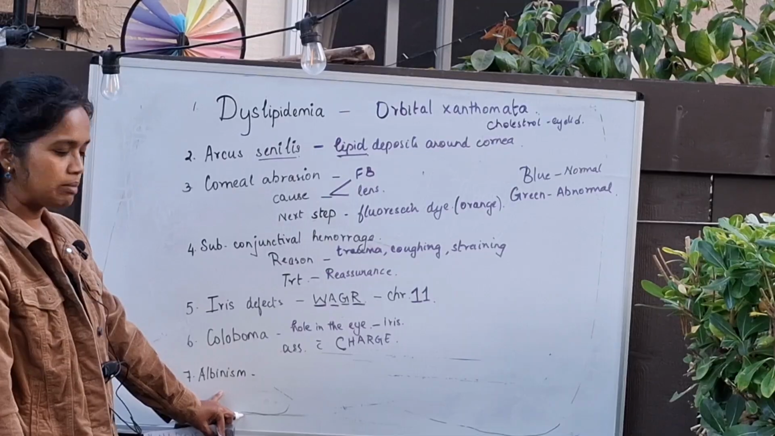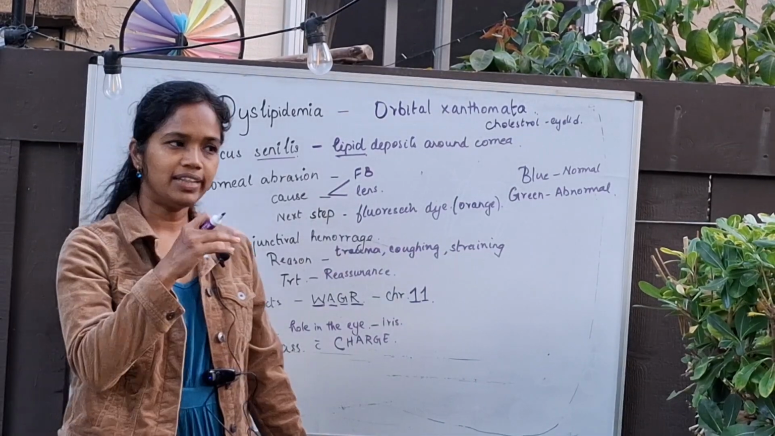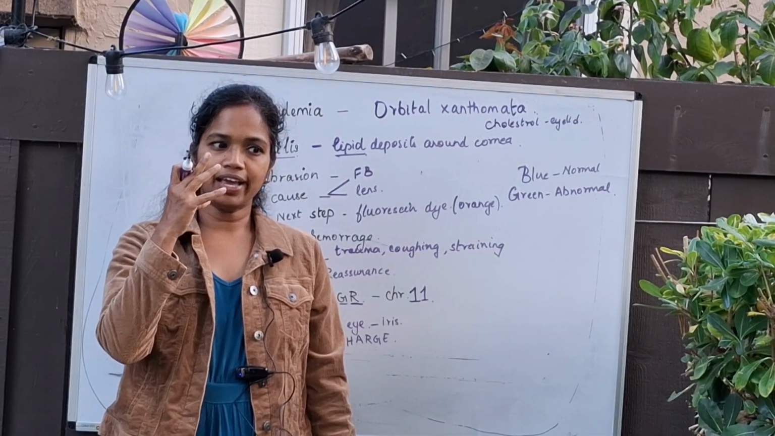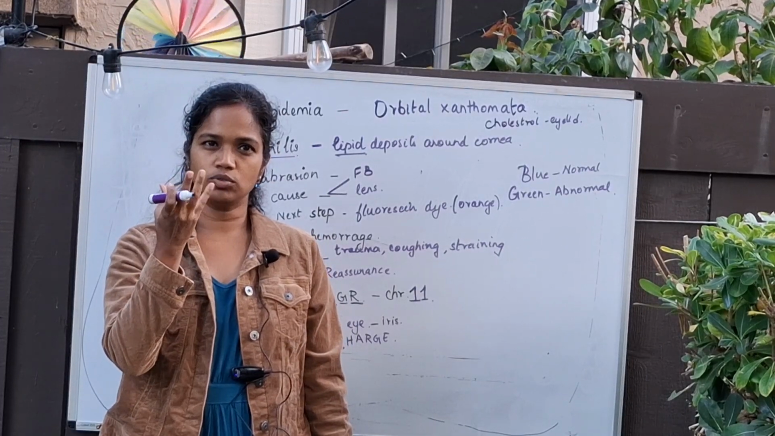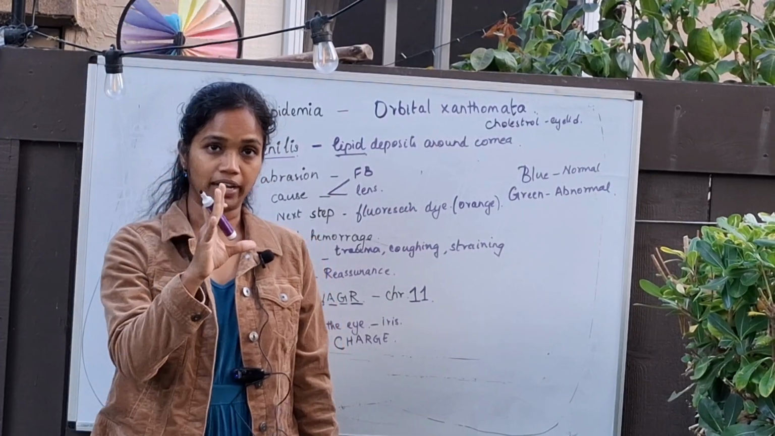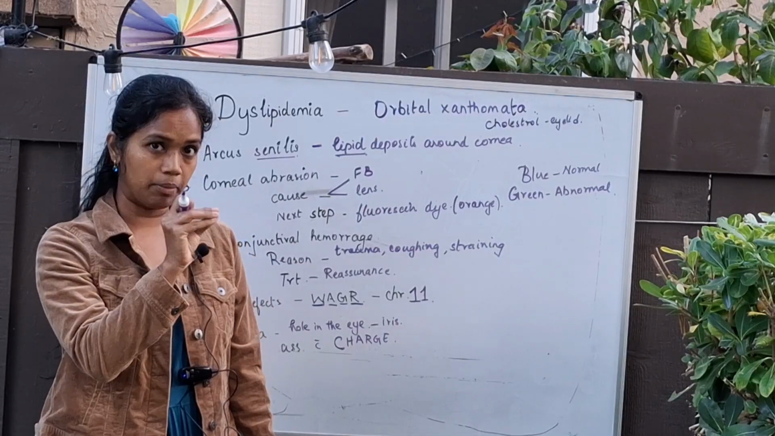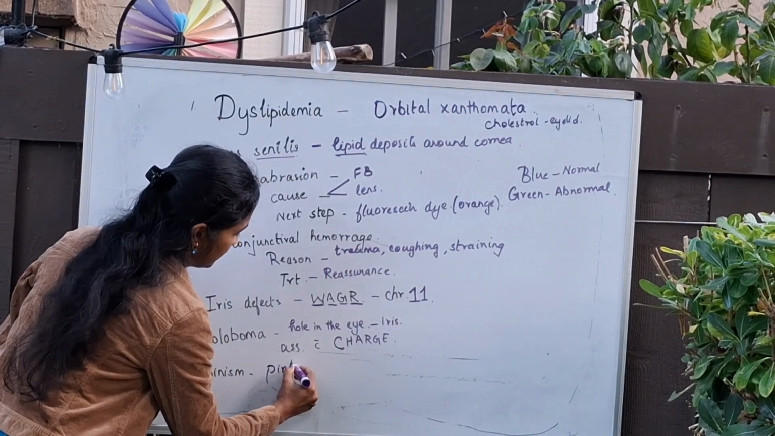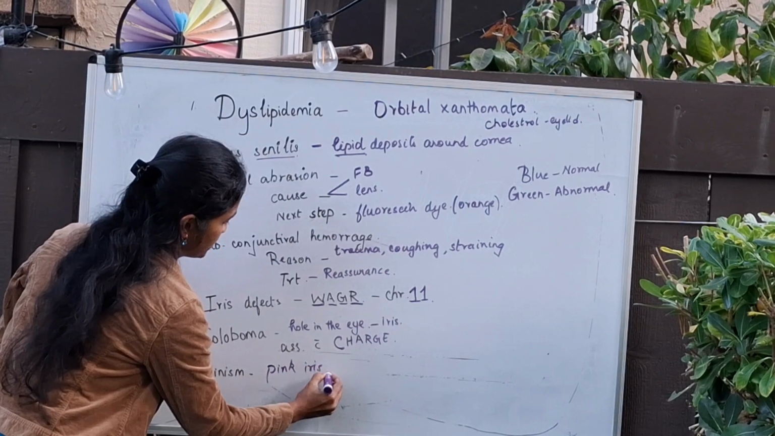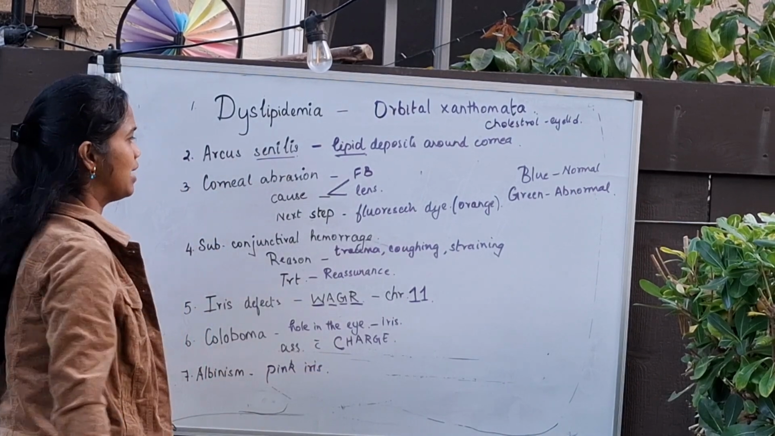What about albinism? Albinism is when the pigmentation of the iris is impaired. Like the iris is blue or black, pigmented, right? When that pigment is not there, and instead they have a pink iris, then that condition is known as albinism.